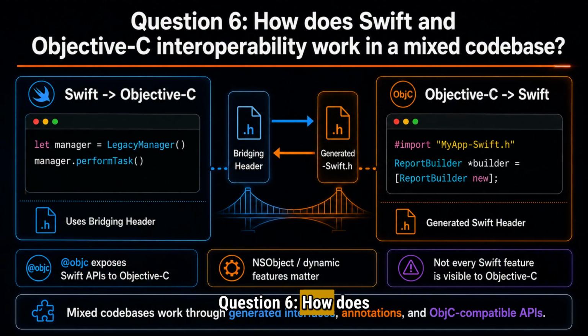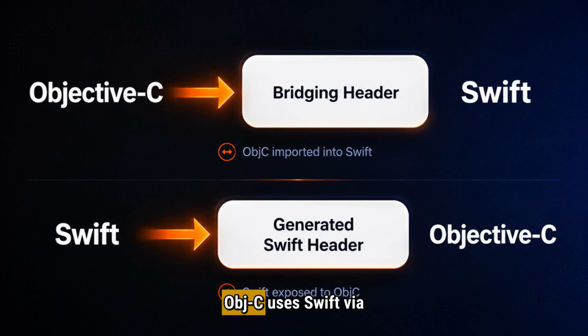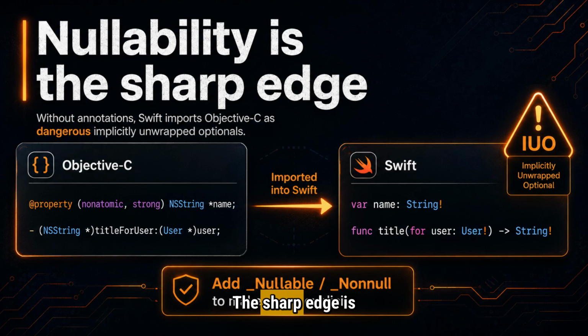Question 6. How does Swift and Objective-C interoperability work in a mixed codebase? Interop runs 2 ways. Objective-C uses Swift via generated headers. Swift uses Objective-C through a bridging header. The sharp edge is nullability. Without annotations, Swift imports Objective-C as dangerous implicitly unwrapped optionals.